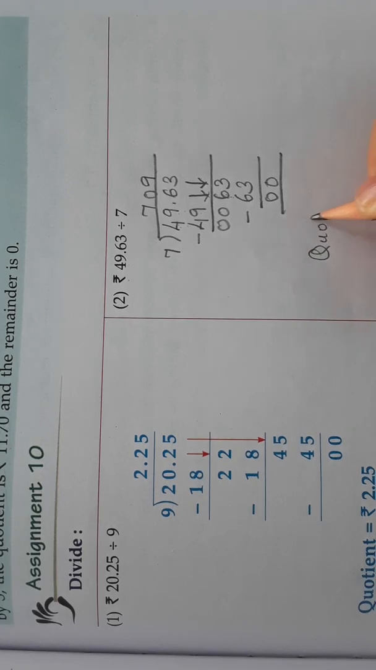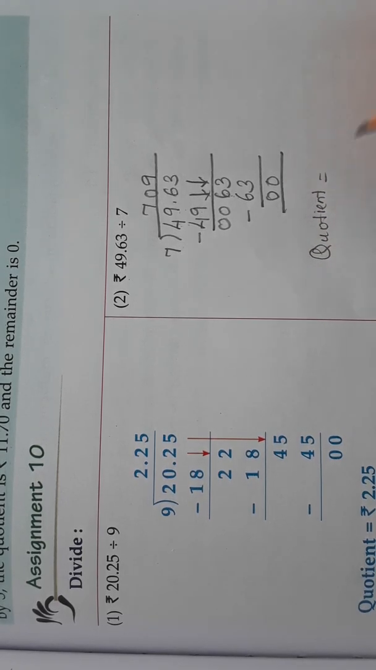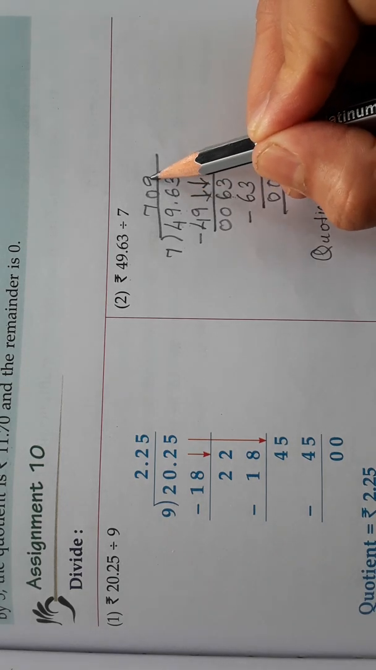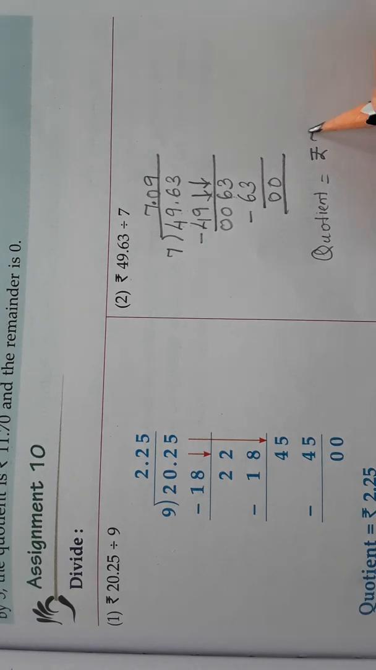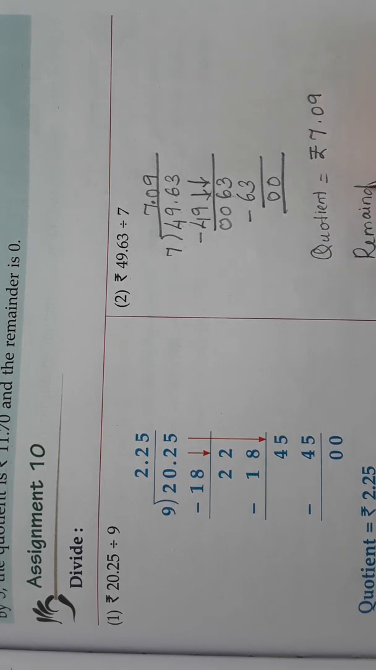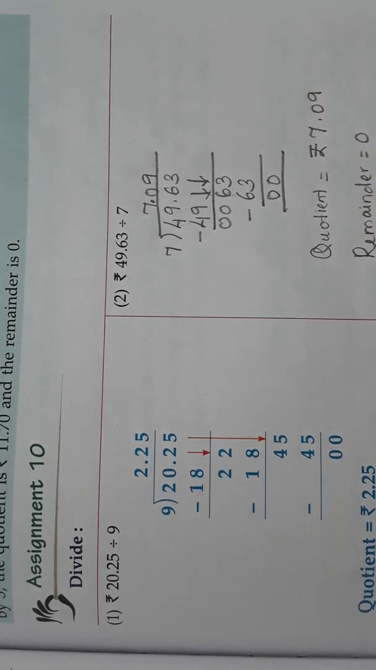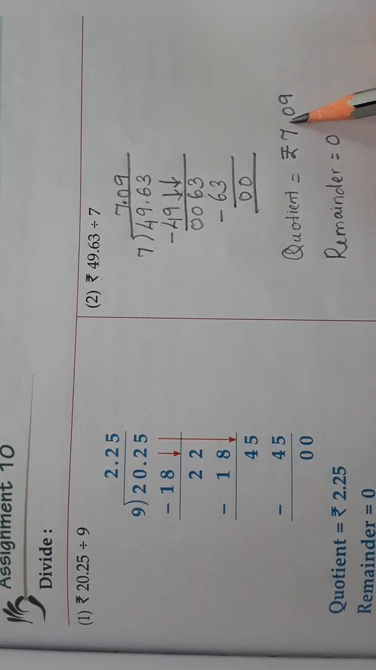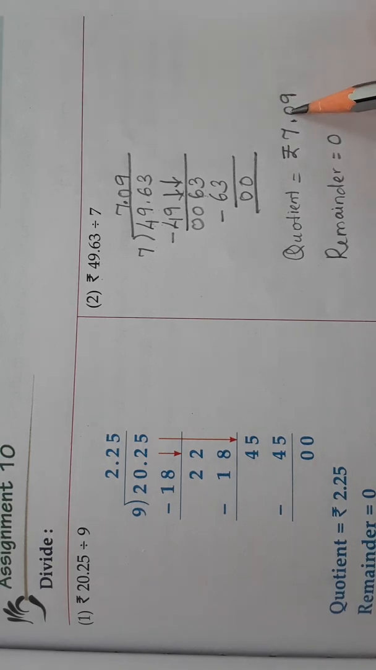How to write the quotient? Okay, quotient is equal to rupees, write the rupees symbol, and put the dot. See, after 2 digits from the right, 7 rupees 9 paise, okay, and the remainder is 0. Understood, children? See, very easy. If you know the division, then it will be easy. Just put the dot, that means a point, after 2 digits from the right. That is the only thing here.